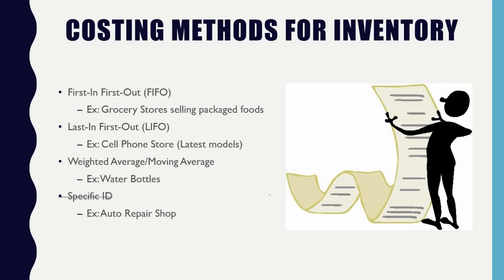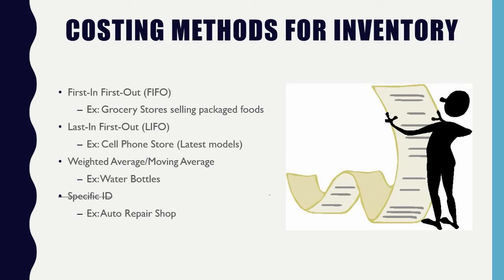I used the iPhone store, or Apple store. Right now, they're currently on iPhone 13. Because they released the iPhone 13, everyone's going to buy that phone over the 12 or the 11, because that's the last batch that they brought in. It's the newest and the greatest, and they're typically going to sell those first, then the older models. So that's the example I use for LIFO.